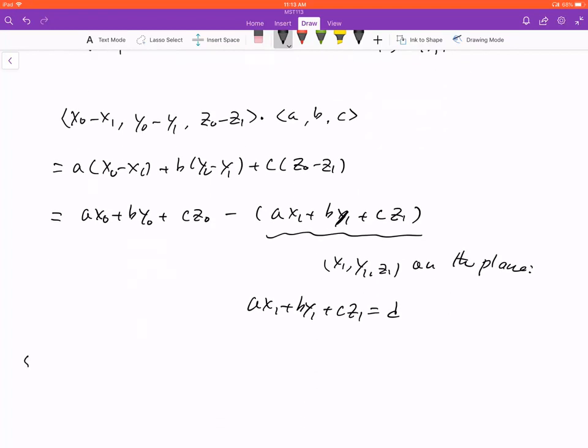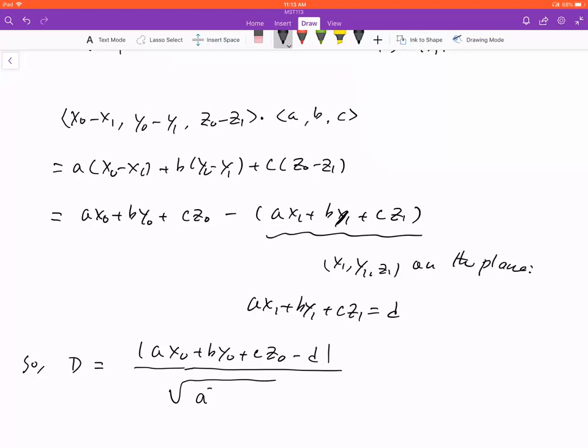So the distance is a x naught plus b y naught plus c z naught, with that part replaced by d, divided by the length of the normal vector, and that's the formula. You can easily find an example in the book to practice with this formula. All right, that's it.